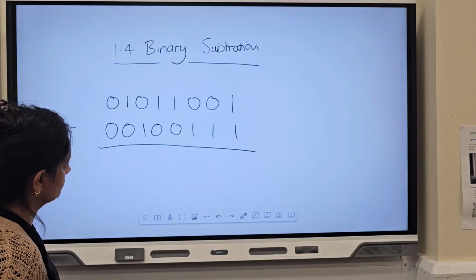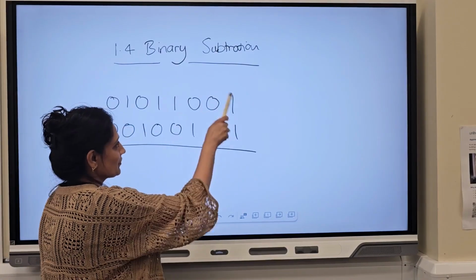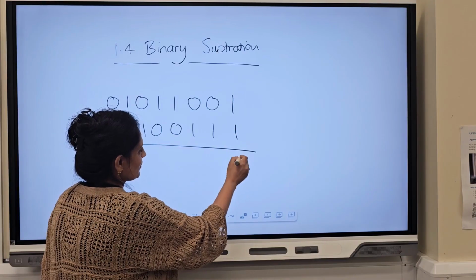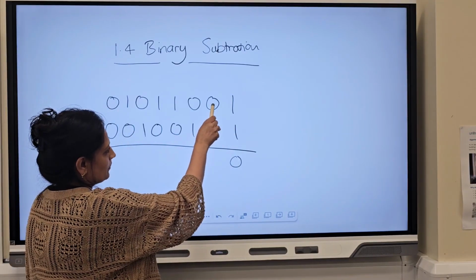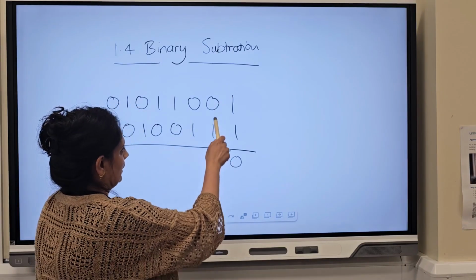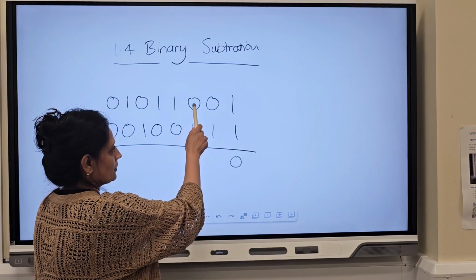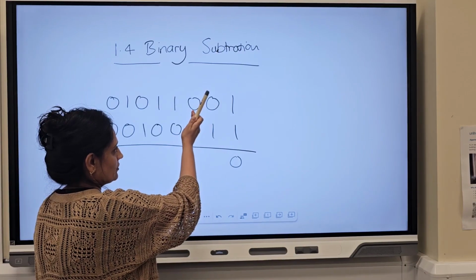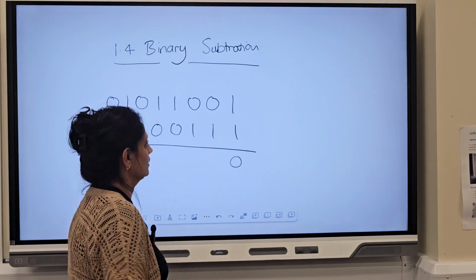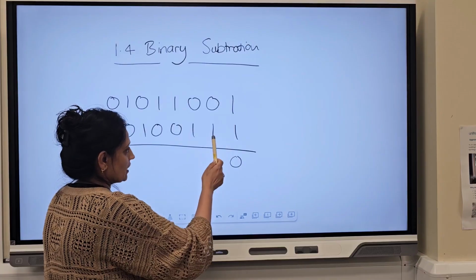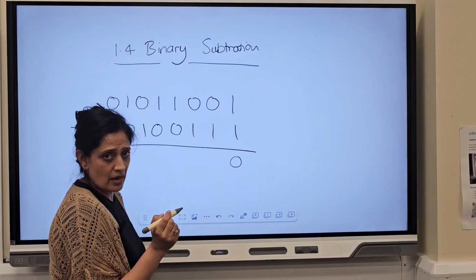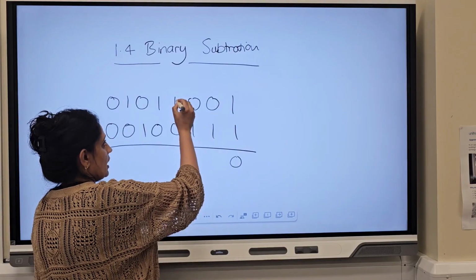Okay, now, there's something going on here. 1 take away 1 is 0. Now here, we're going to borrow. But as we've done in denary maths, when it comes to subtraction, if you can't borrow from the column on your left, then you go further to the left. Simple maths. Okay? 0 take away 1 we can't do, so we go to the column on the left, but we can't borrow from there, so we go further to the left, and we borrow from here.